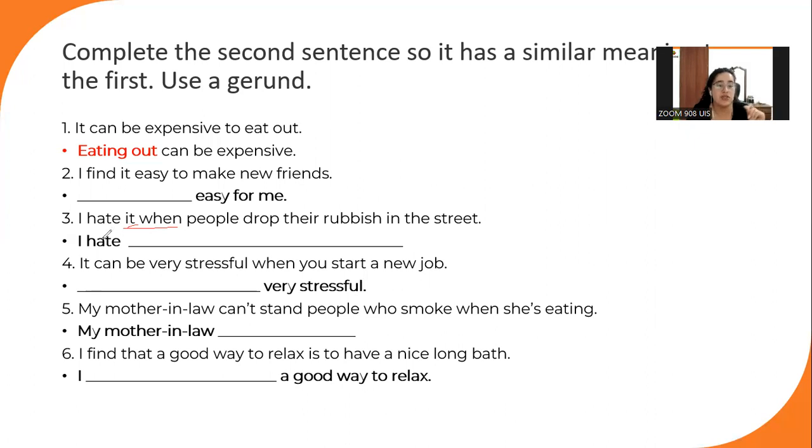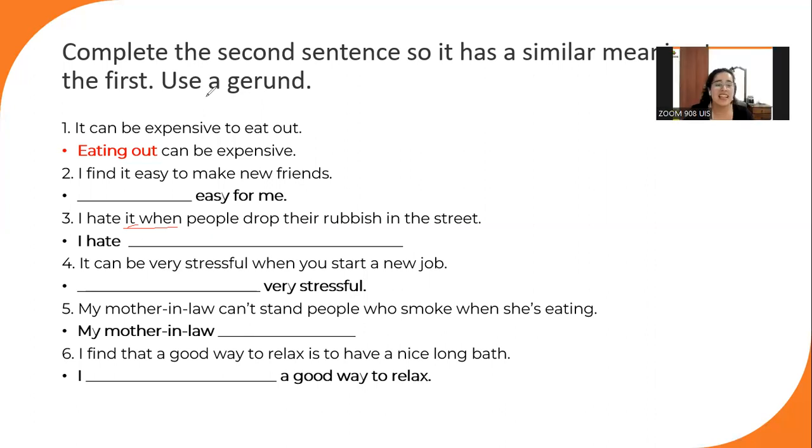Y la otra sería: yo odio a la gente que bota basura en la calle. It's like a different way. Es como ponerle un nombre a la gente que bota basura, botadores de basura. Entonces, yo odio a los botadores de basura. Not exactly. It's like a different way to say the same thing.